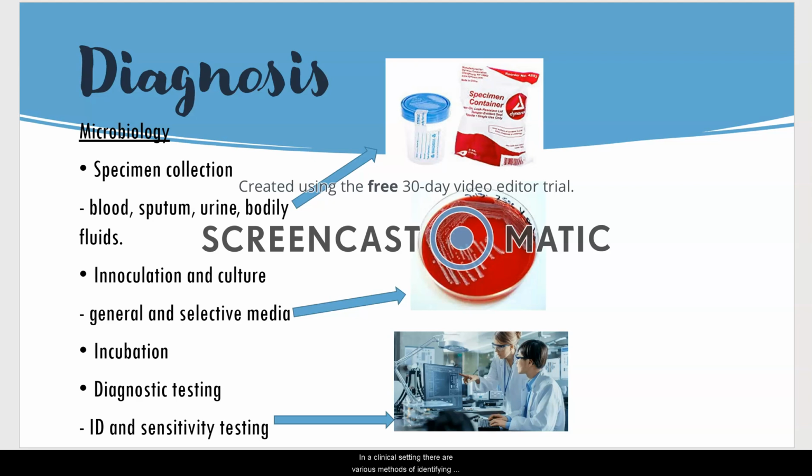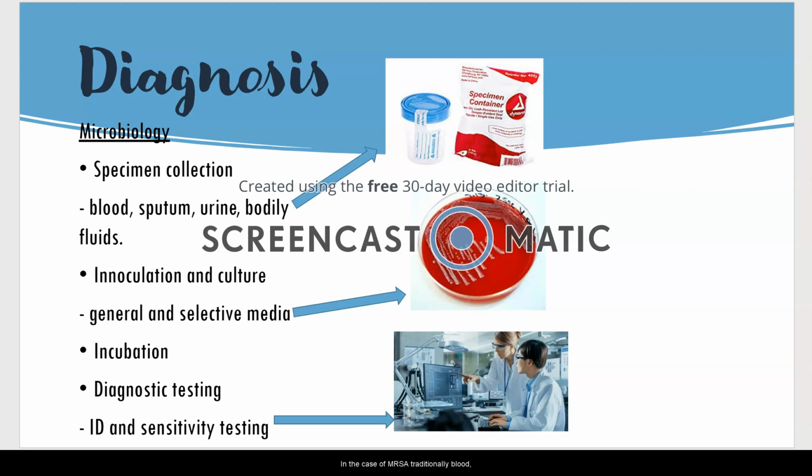In a clinical setting, there are various methods of identifying MRSA. Diagnostic testing through reference labs is usually the key method in identifying the organism. In microbiology, specimen samples are collected usually through blood, sputum, and bodily fluids. These fluids are then inoculated using aseptic techniques on a culture media, either selective or general, for enumeration and/or isolation of a certain organism. This media is then incubated between 24 to 72 hours, where the cultures will grow for that duration of time.